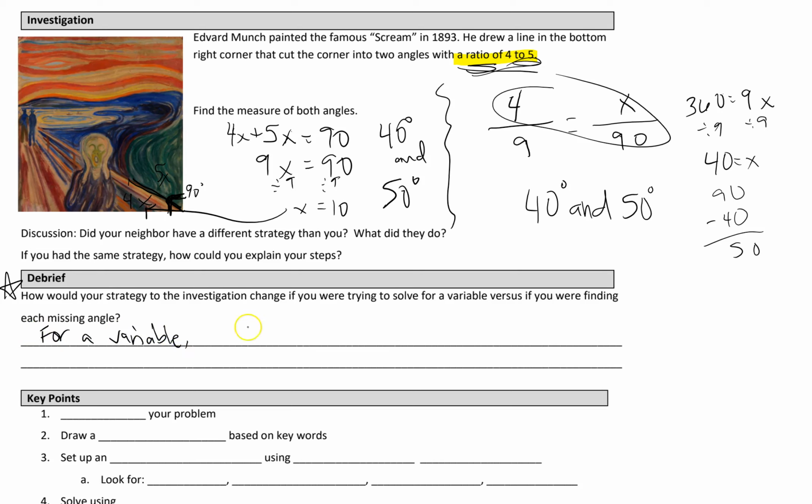For a variable, I think writing and solving an equation is better. That's like if I wanted to get to x equals 10. For an angle, to find the missing angles, I personally think the proportion way is better. It looks like fewer steps, but if you want to think about the equation, that's also fine. So for angle measures, both ways are good.